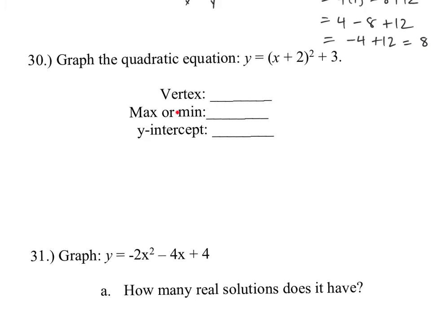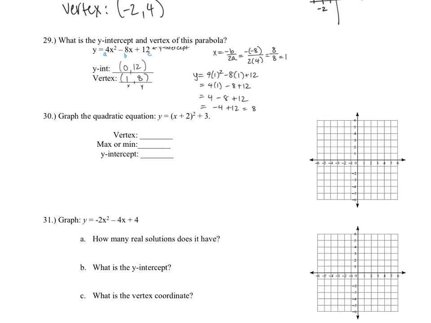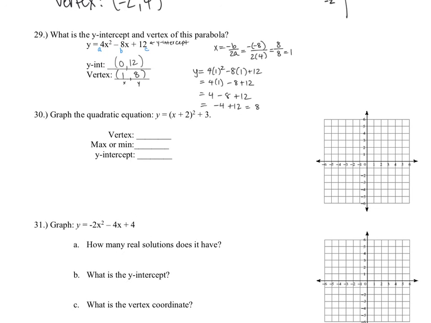We're finding the vertex, the minimum, and the y-intercept. But this is in vertex form. And we also need to graph it. It looks like here to the side there is a graph for us to use. So to start with this problem, I always like to start with finding the vertex if it's in vertex form.